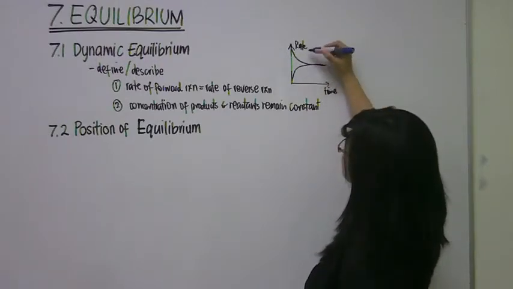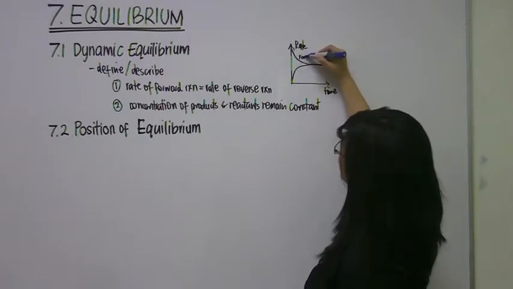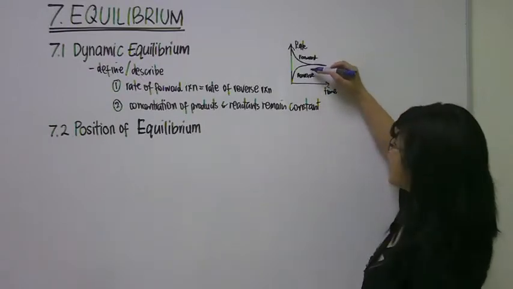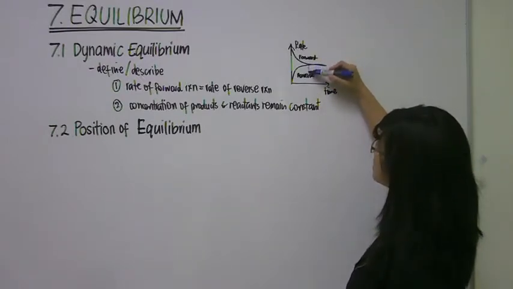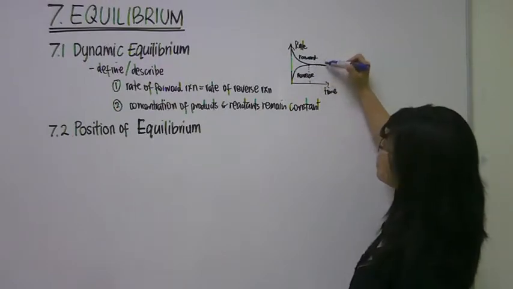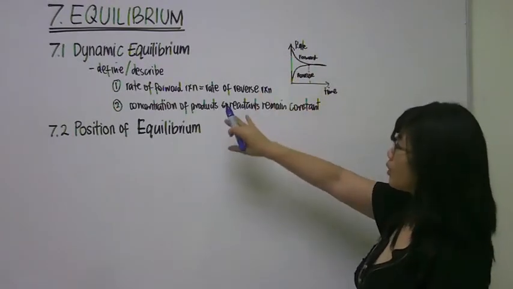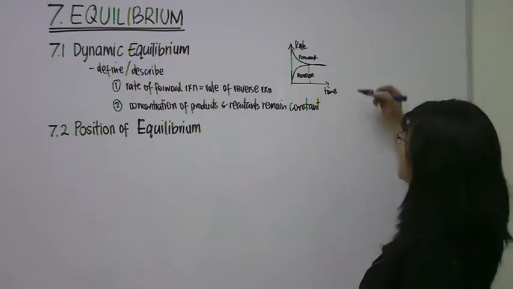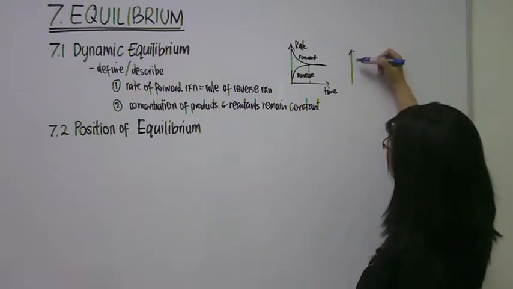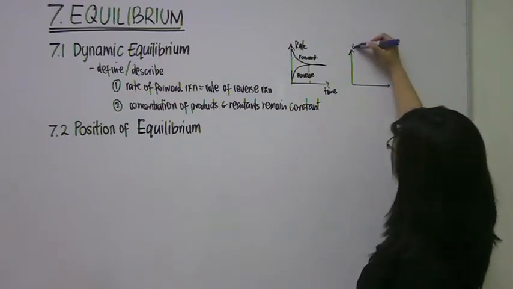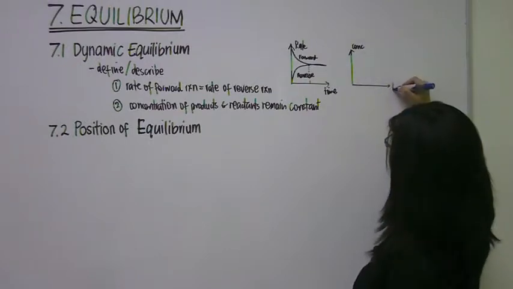Okay, so let's say this is the rate of your forward reaction. This is the rate of your reverse reaction. Very importantly, at dynamic equilibrium, the rate needs to be the same. Okay, the forward and the reverse need to be the same. But say you're plotting your concentration against time.